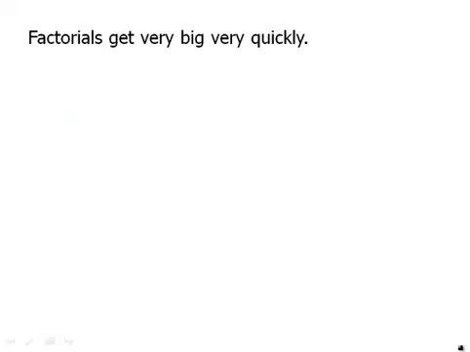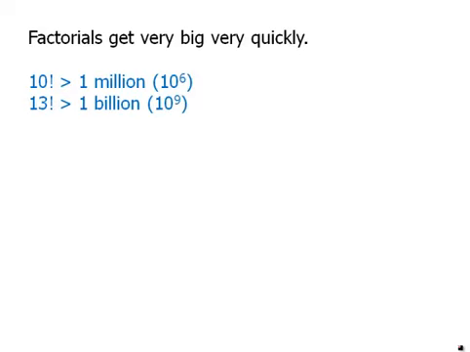Factorials get very big very quickly. So I'll just point out numbers you don't need to know, but I'll point out that 10 factorial is already more than 1,000,000. 13 factorial is already more than 1,000,000,000. 15 factorial is already more than 1,000,000,000,000. Now I'll just say personally for me, 1,000,000,000,000 is where inconceivably big begins. So 15 factorial is already inconceivably big.